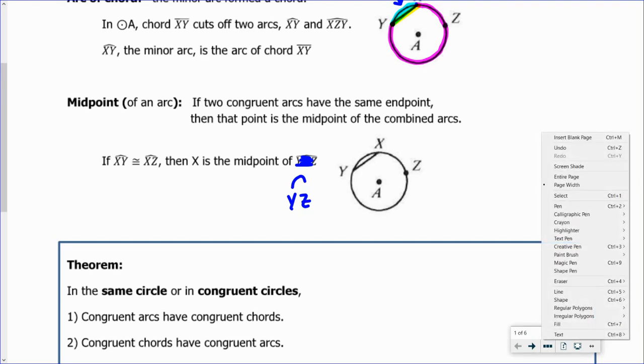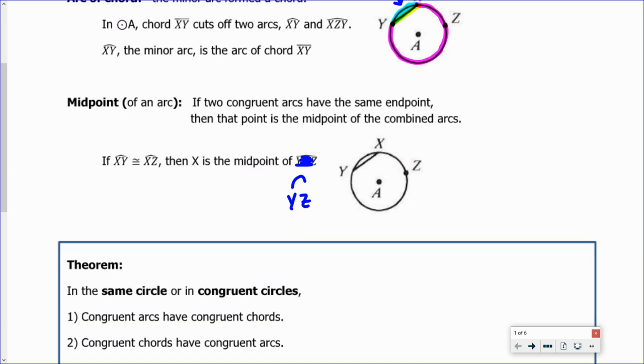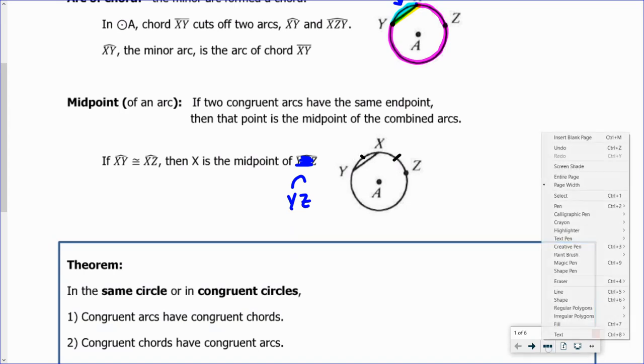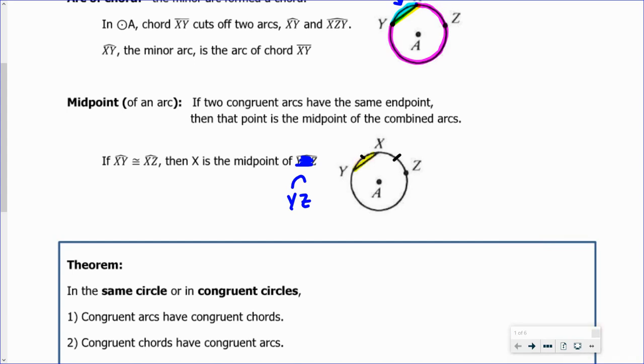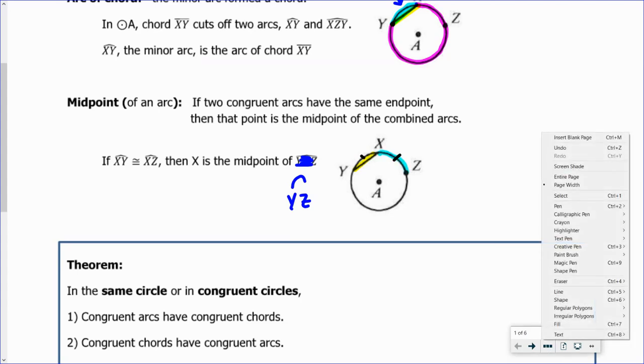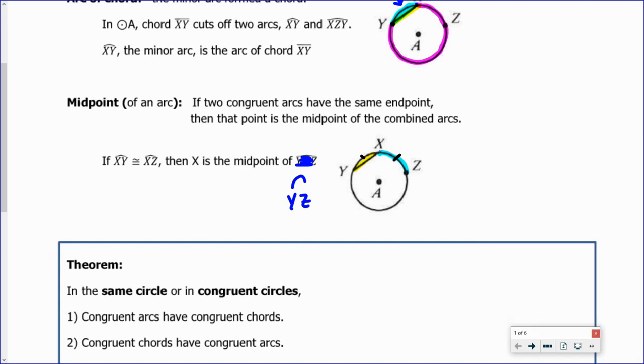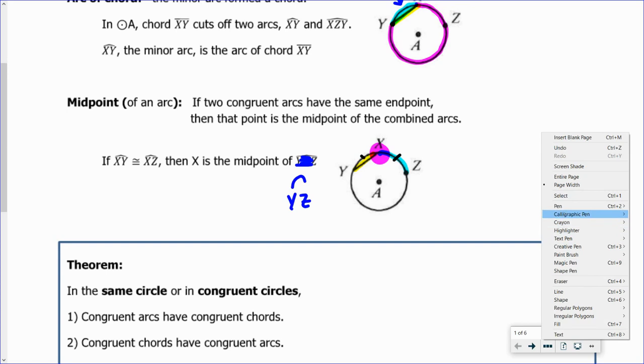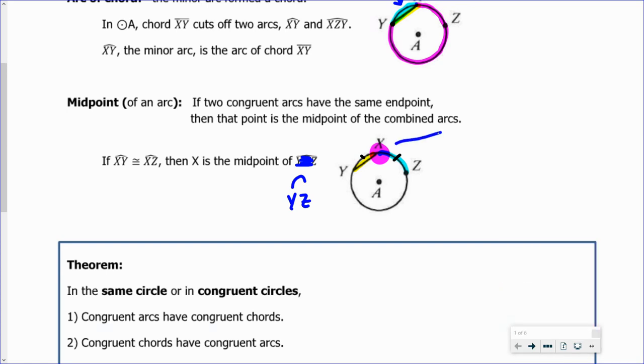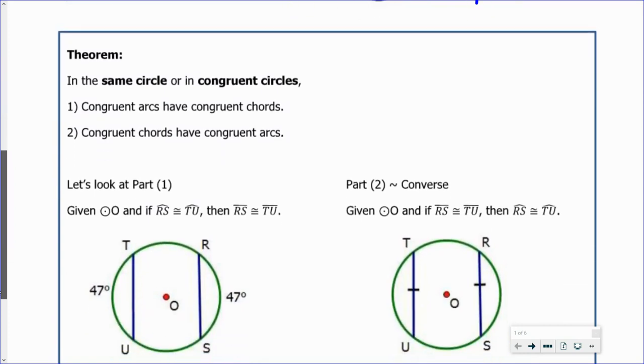So let me show you what I mean. The first thing I'm going to do is show you that these 2 arcs are given to us as being congruent arcs. So this arc XY is congruent to arc XZ. Since that's the case, this point right here, X, that I've highlighted in purple, is the midpoint of arc YZ. All right, so this is some new vocabulary that we're going to use. Down here, we have a theorem that applies some of that vocabulary.